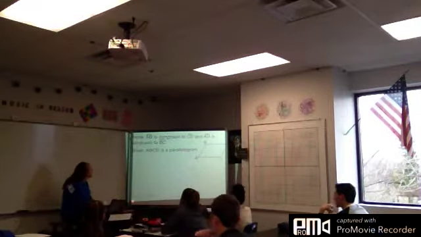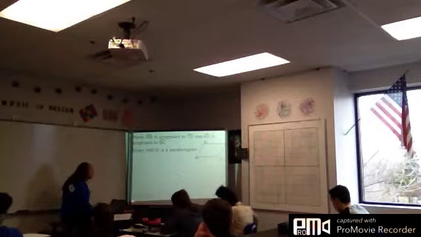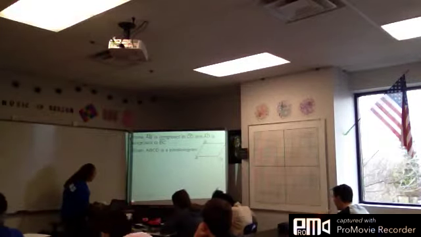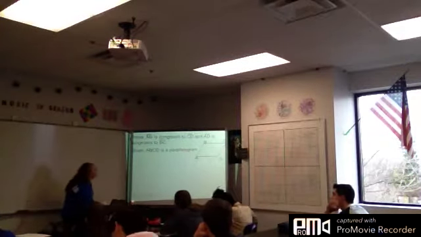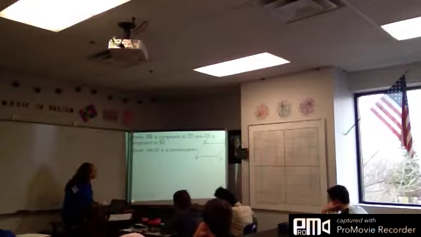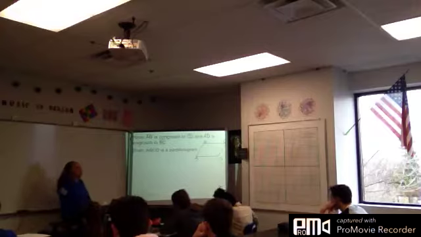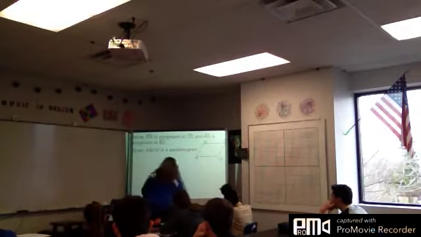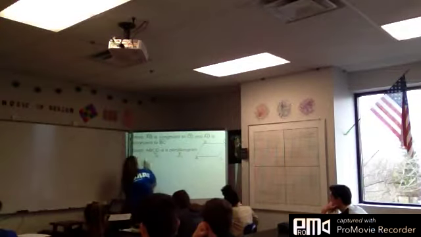Okay. Prove that segment AB is congruent to CD and AD. Let me see if I can shift this a little bit so that you can see it. Okay, so it wants us to prove that AB is congruent to CD and AD is congruent to BC, given that ABCD is a parallelogram. Okay, so I would start with the given, right? Given ABCD is a parallelogram, because remember, that's how we start proofs. Statements, reasons, okay?